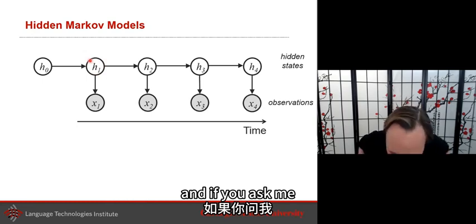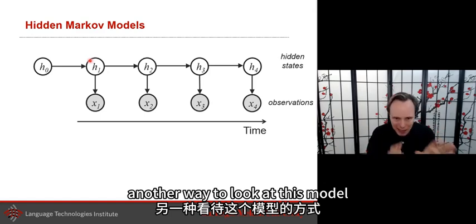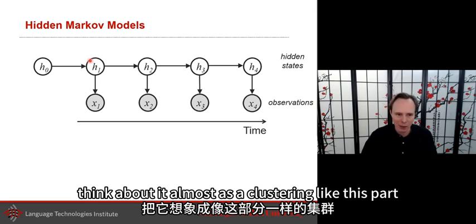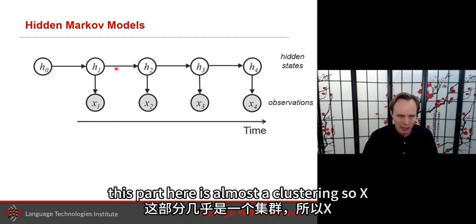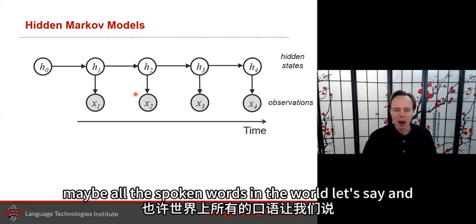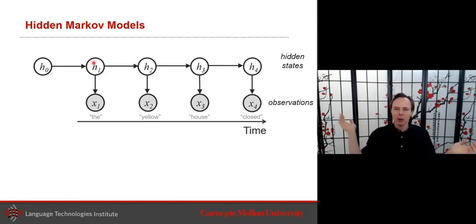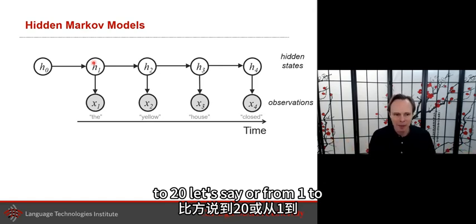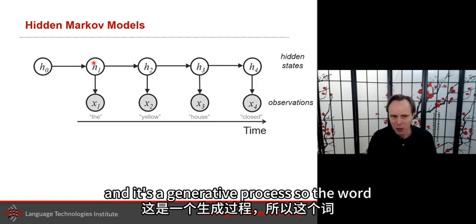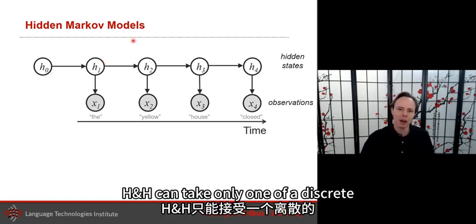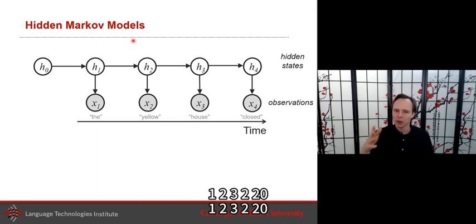And if you ask me for another way to look at this model, think about it almost as a clustering. This part here is almost a clustering. So X is maybe all the spoken words in the world, let's say, and H. What is H? H is a random variable. It can usually take numerical values from 0 to 20, let's say, or from 1 to 20. And it's a generative process, so the word needs to have been generated from H. And H can take only one discrete state, 1, 2, 3, up to 20.